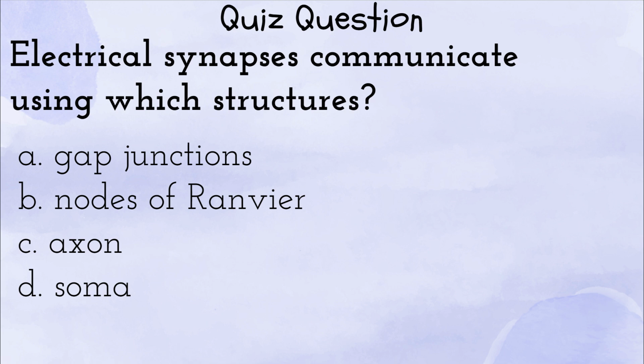Alright, quick comprehension check with a question. Electrical synapses communicate through which structures? A. Gap junctions. B. Nodes of Ranvier. C. Axon. Or D. Soma. No tricks here, it's just answer choice A, gap junctions. The other answer choices are other random things in the neuron.